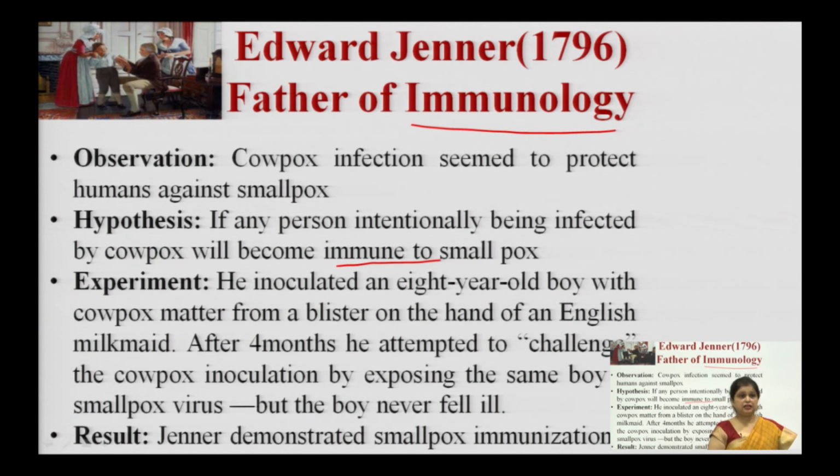The result demonstrated about smallpox immunization that the immunity was created not because of the smallpox virus, but because of the cowpox virus. The persons who were dealing with cows got immunity towards the disease known as smallpox. The immune system got developed, and those persons were never affected by the smallpox virus.